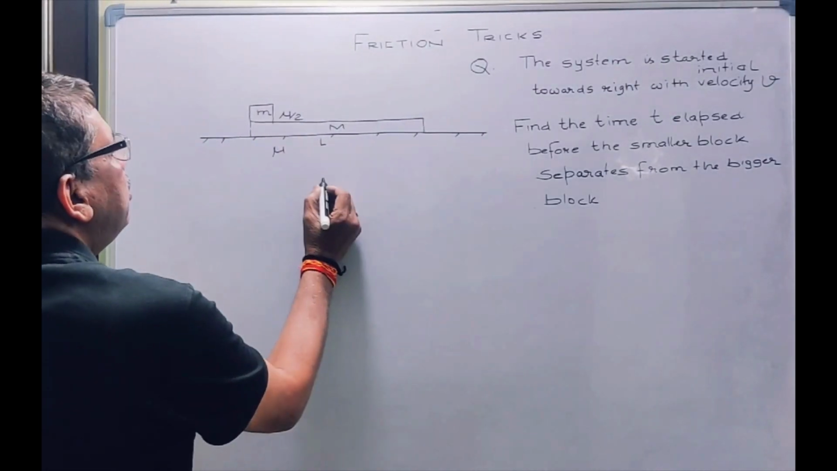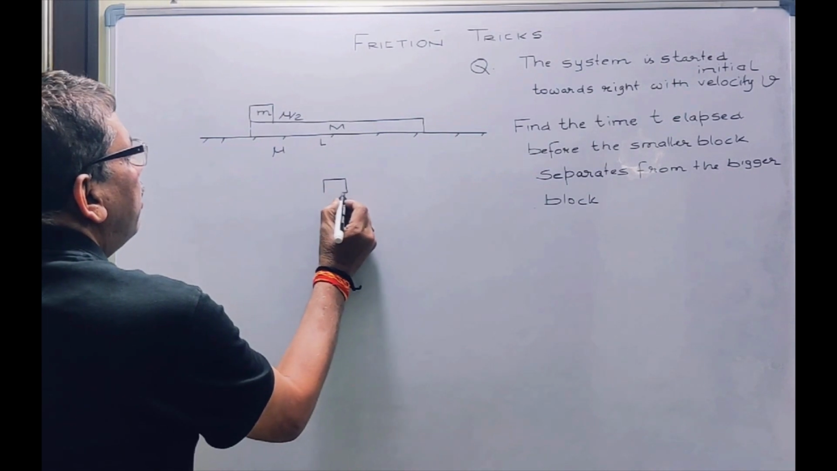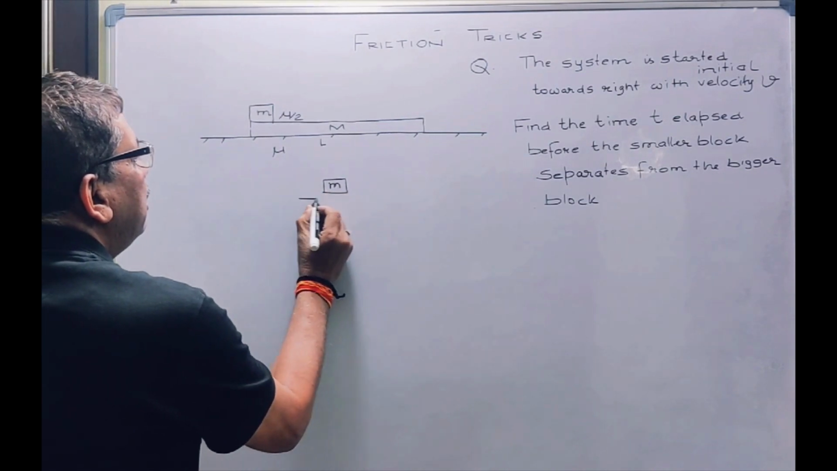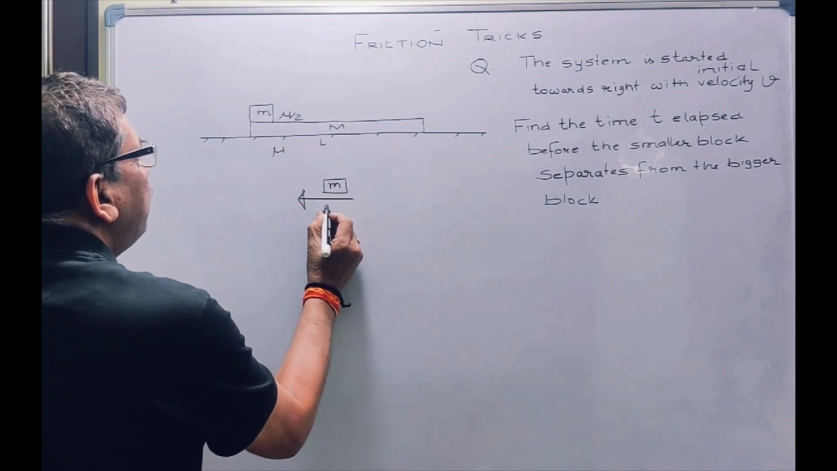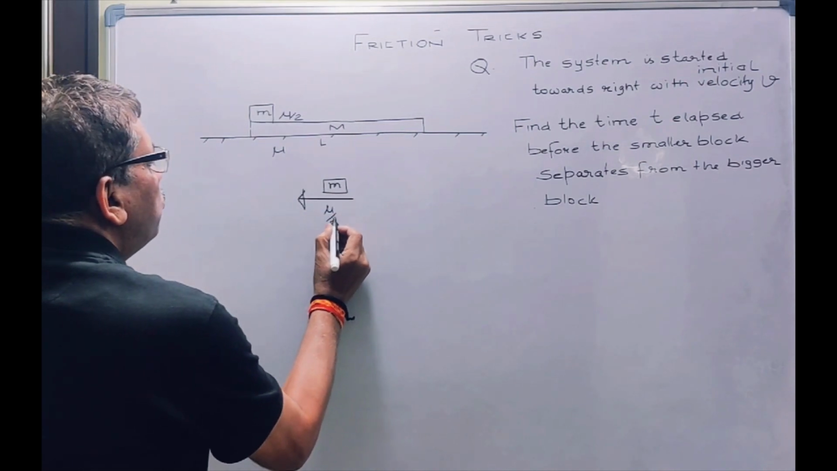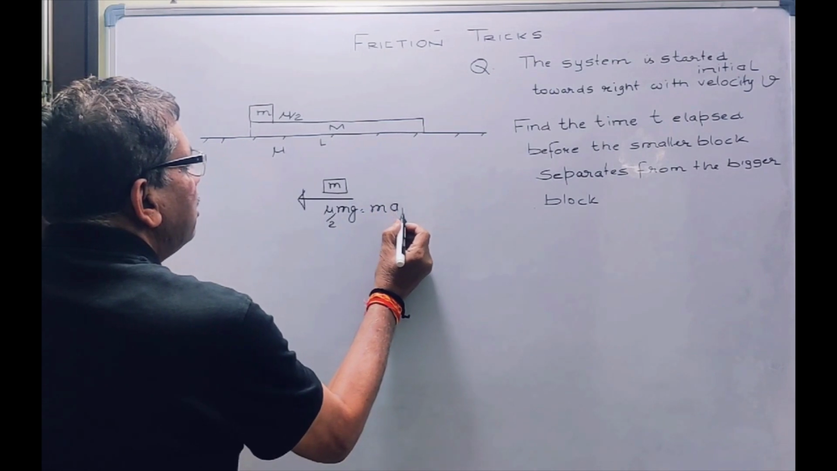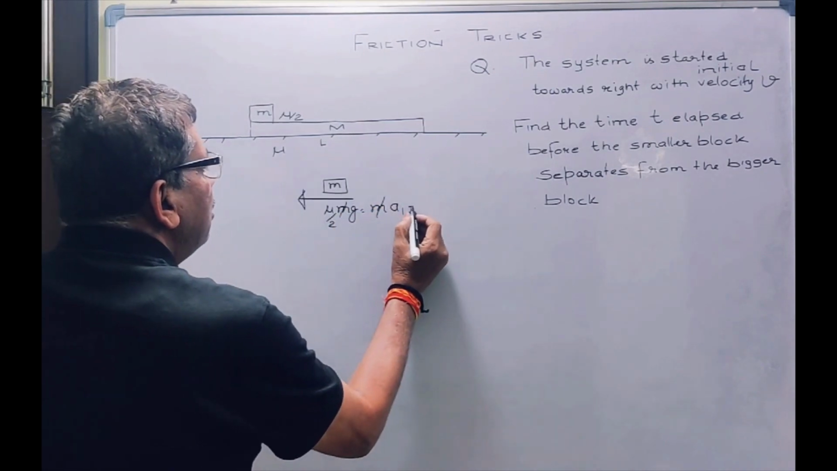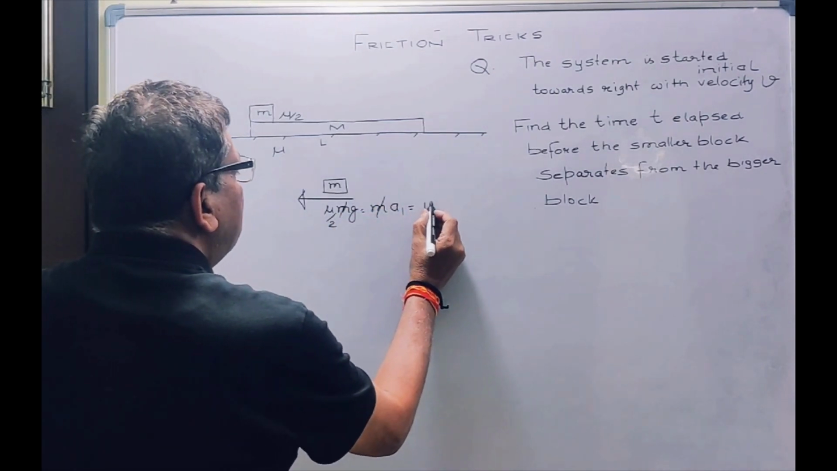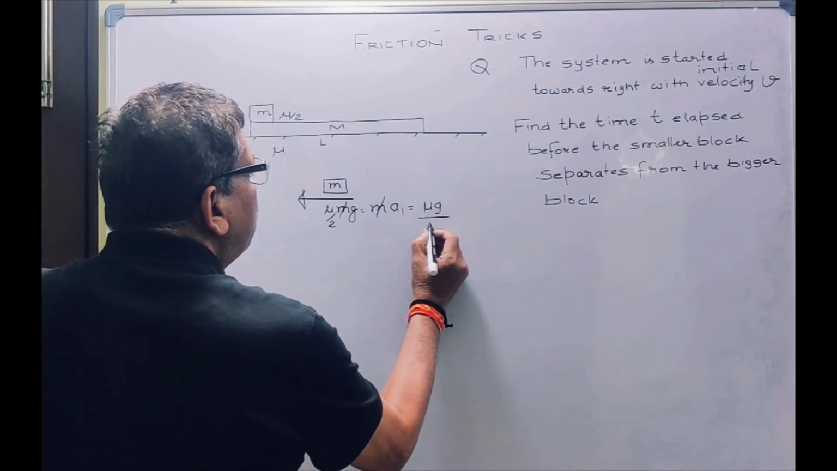This example is very simple. I can find out the upper block's acceleration in this direction. I can write the frictional force acting, mu by 2 mg, should be equal to mass into acceleration. So m gets cancelled, and I can write a1 is nothing but mu g by 2.